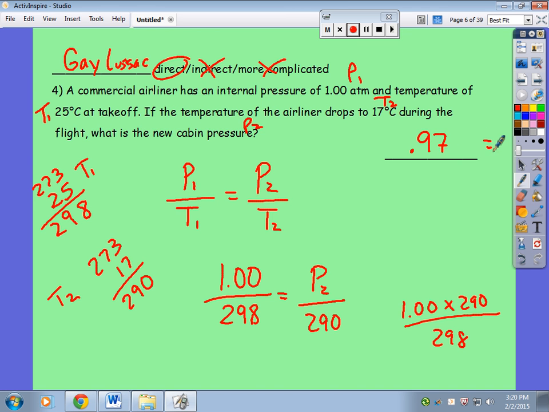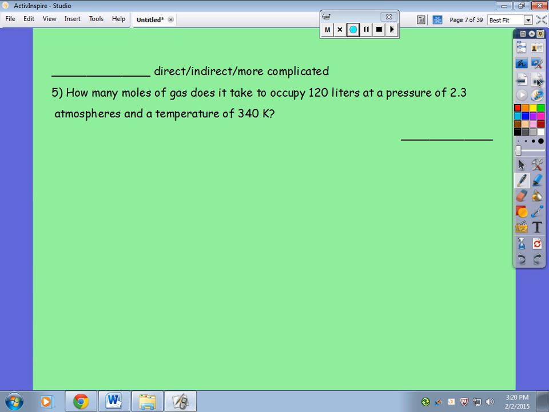Now what am I solving for? Pressure 2. And those units are in atmospheres from pressure 1, and so that's how I label. Remember, if I'm going too fast, you can pause and do the math, okay? But I'm just trying to get through this so it's not super long.